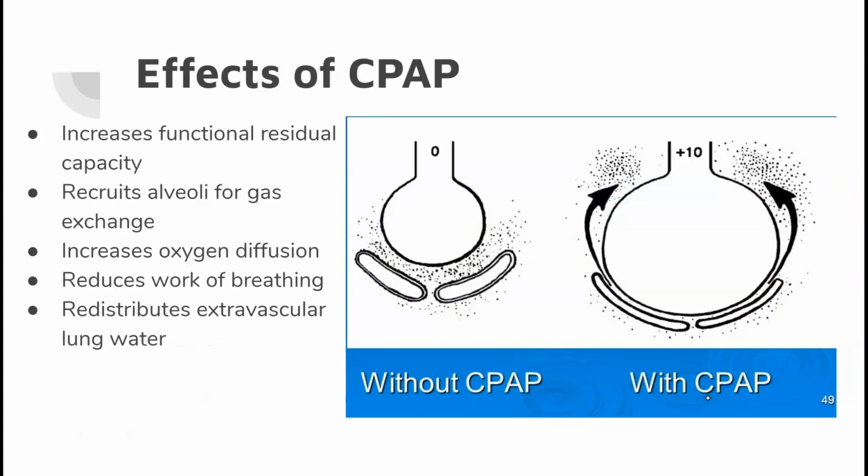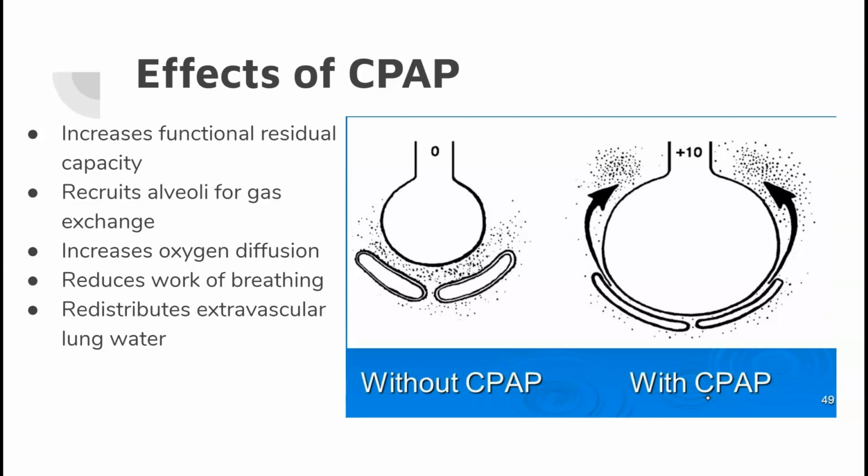So CPAP increases the functional residual capacity, right? We talked about that, about 1,200 milliliters of oxygen that's always inside your lungs no matter what. So what it does is it increases how much is always inside your lungs. You might be moving a little bit of oxygen in and out on a regular basis, but your inside oxygen is a lot higher.